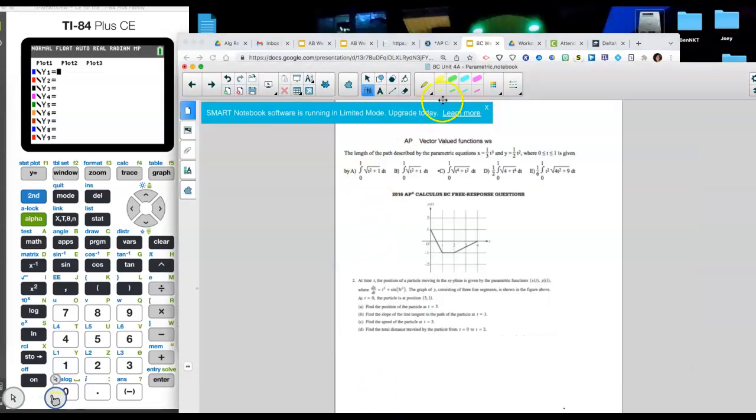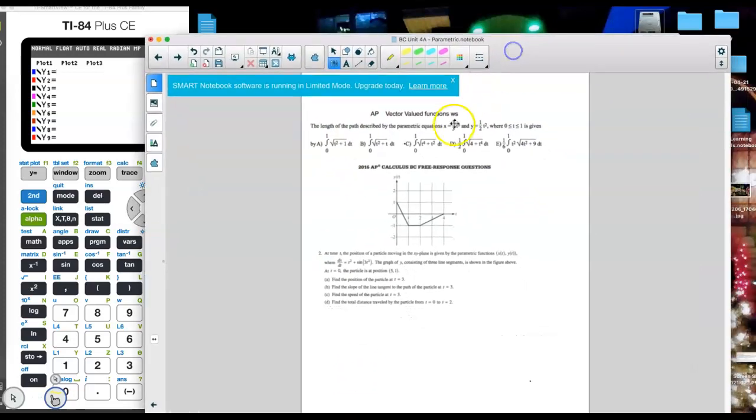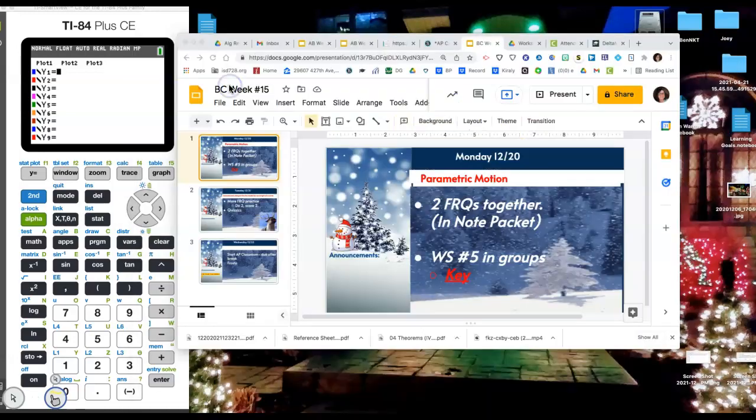So we're going to open here to the page with the 2016 FRQ. We're not going to do that multiple choice. It's in your packet or your homework for today, so we'll just go through it together.